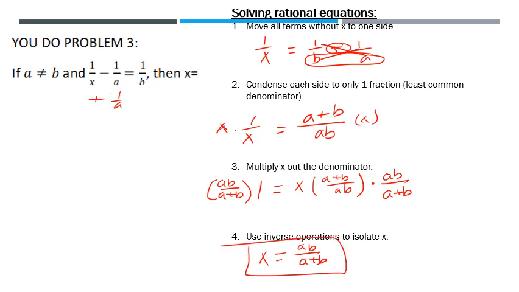Okay, yes, I know it's pretty straightforward because all we did was go from subtraction to addition. So, all right.